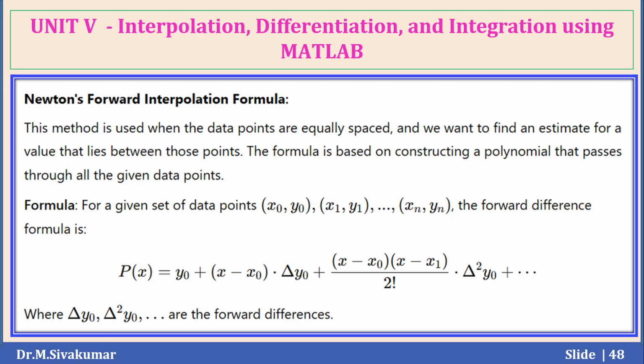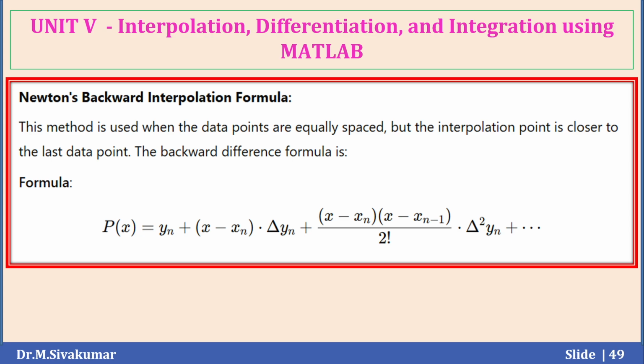What is the formula we are going to compute? The Newton forward interpolation formula is P of x equals y0 plus (x minus x0) delta y0 plus (x minus x0)(x minus x1) by 2 factorial delta square y0. This method is used when the data points are equally spaced and we want to find an estimate for a value that lies between those points. This formula is based on constructing a polynomial that passes through the given data points.